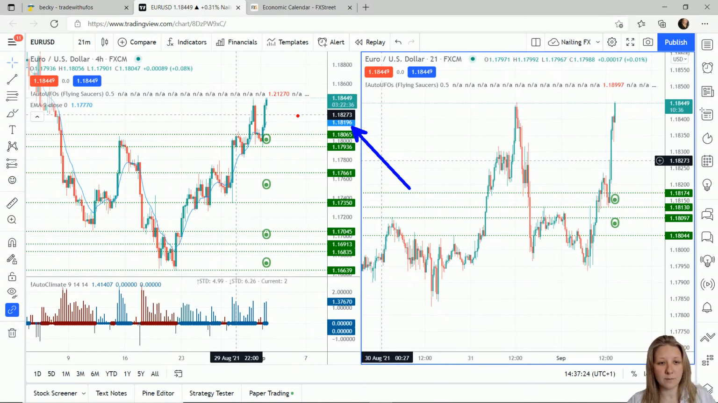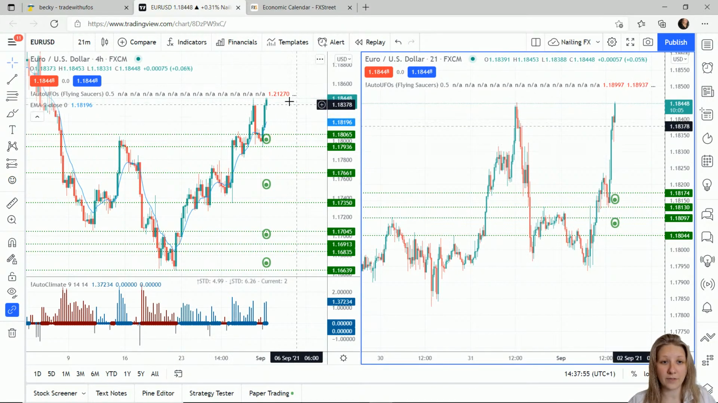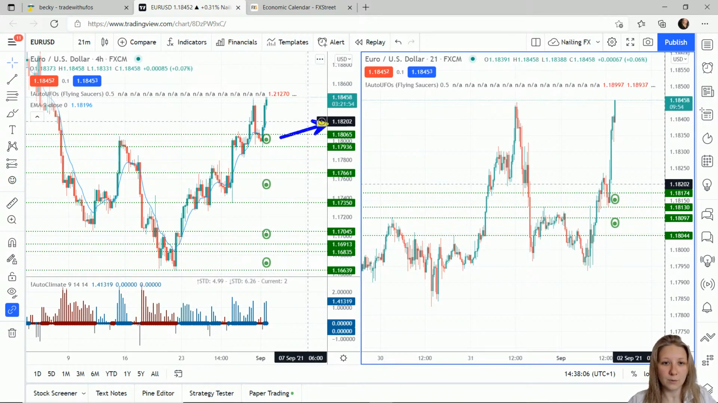If price was below the EMA, say it was down here, and then it moved up and hit the EMA, people would sell at it. So at the moment, price is above the EMA, meaning if price were to come down and hit it, we'd have buyers. So what we'd have then is buyers at this price, or roughly around that price. Remember, it's a moving average. So we'd have buyers roughly around that price, around about the same time that we have these UFOs.